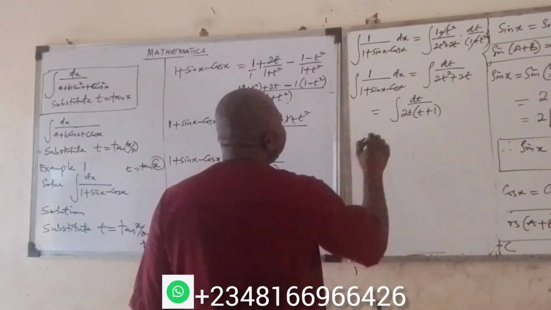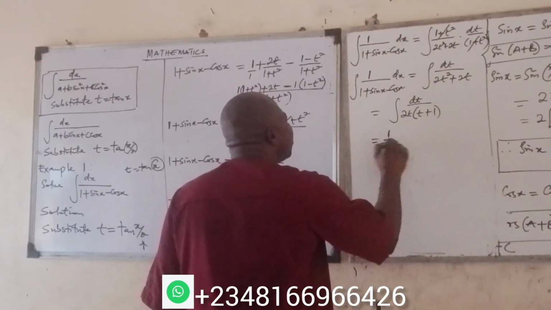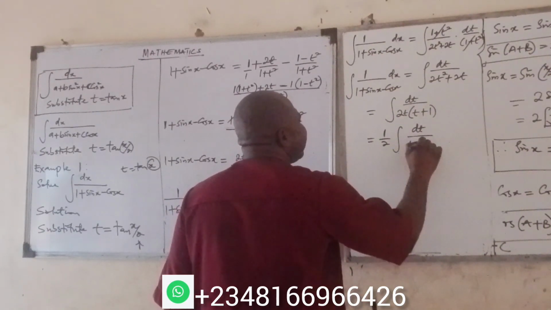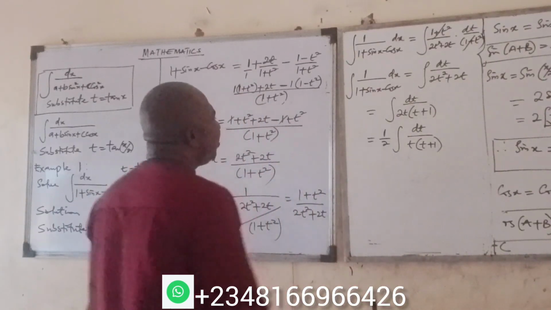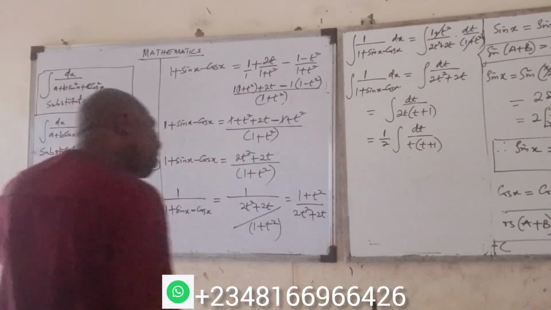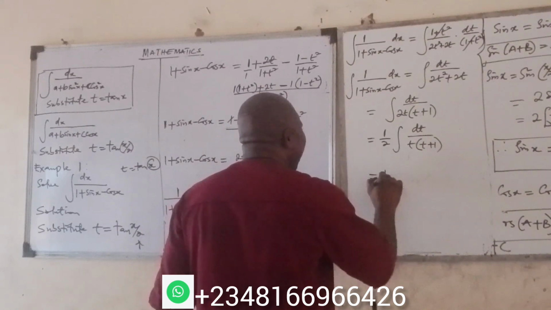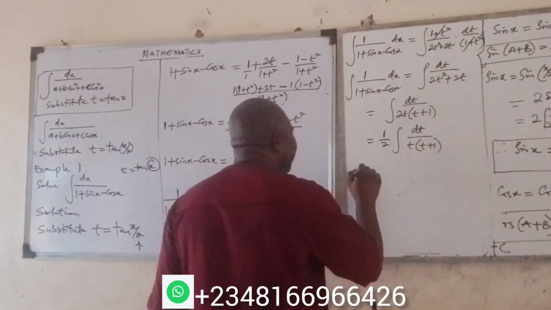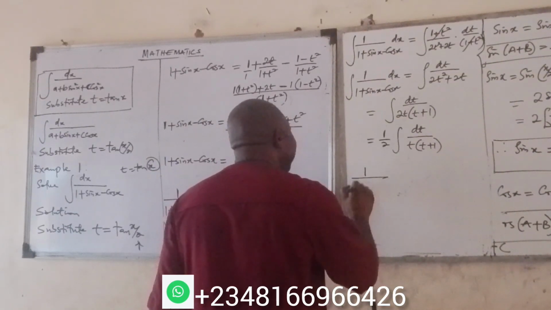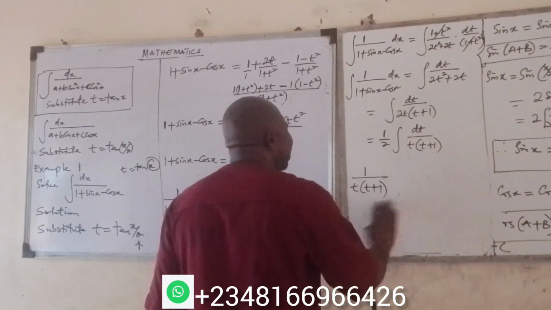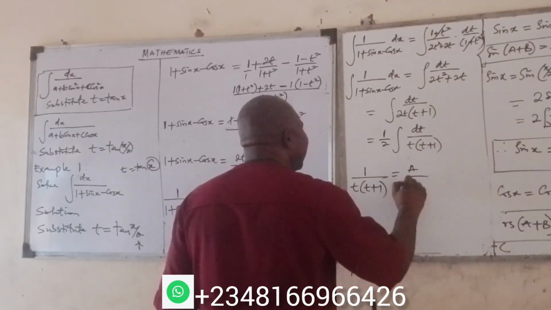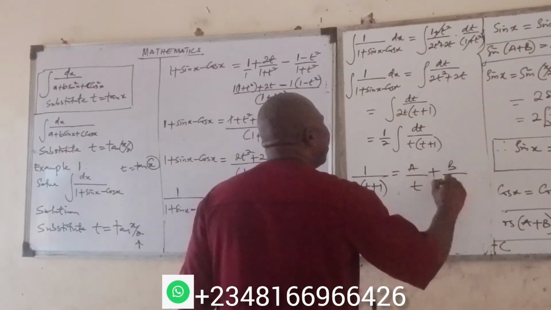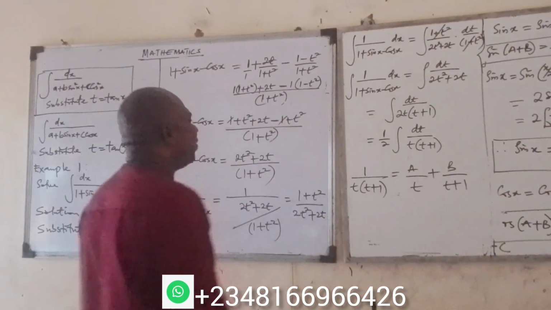So it means we'll have 1 all over 2 times the integral of dt all over t(t + 1). Now let's split this into partial fractions. Let's split 1 all over t(t + 1). This is the same as saying A all over t plus B all over t + 1.